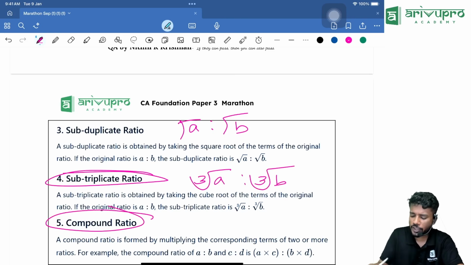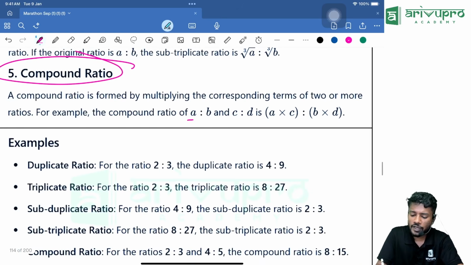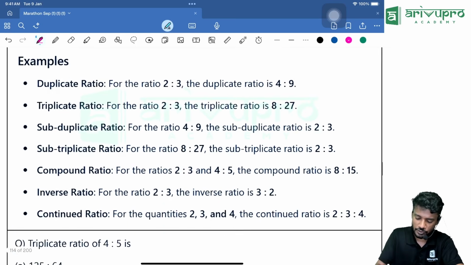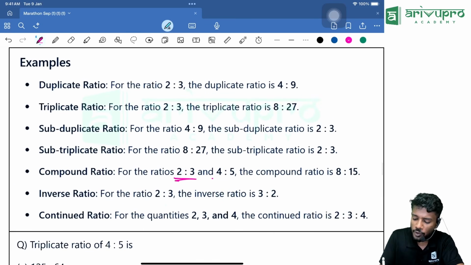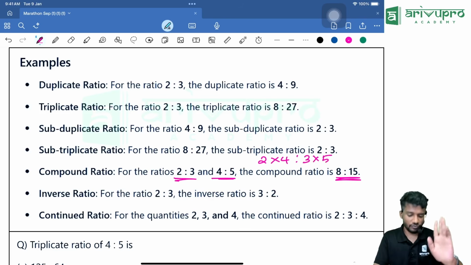Then compound ratio. Have you heard about compound ratio? The compound ratio of A is to B and C is to D is nothing but we will take the product of the numerators is to the product of the denominators. For example, I'll show you one question. What is the compound ratio of 2 is to 3 and 4 is to 5? That is nothing but 2 into 4 is to 3 into 5. The answer is 8 is to 15.